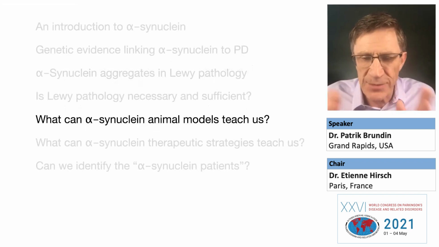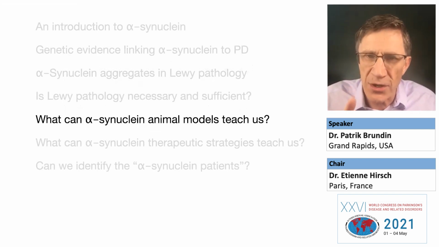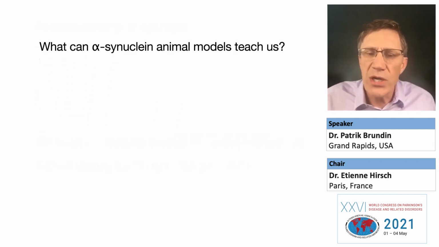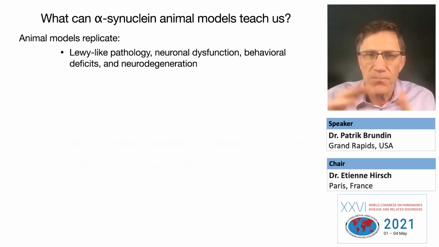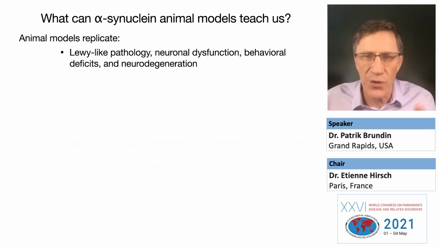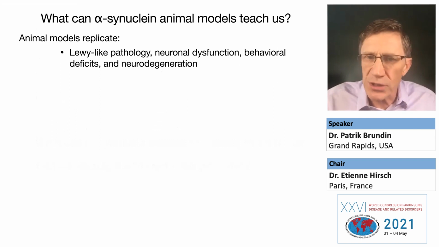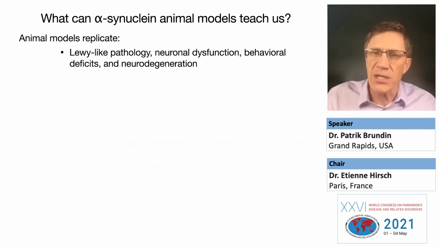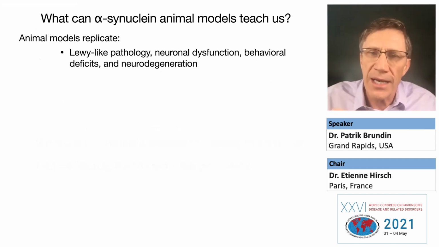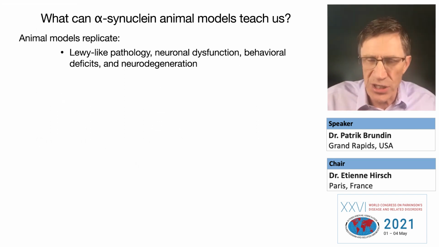Let me start by saying animal models are animal models. They are not the disease. But I still think we can learn important things. And we know from animal models that they replicate Lewy-like pathology with synuclein aggregates and all the other associated proteins. These animals exhibit neuronal dysfunction that can be measured using electrophysiology and through behavioral deficits that are anatomically consistent with the pathology. And eventually they exhibit neurodegeneration and loss of neurons.